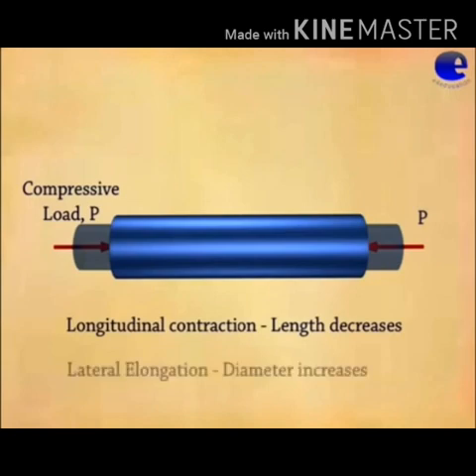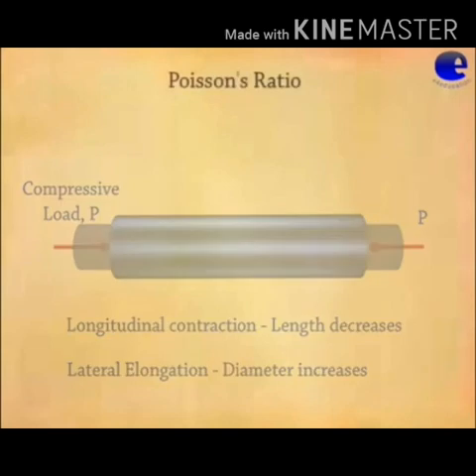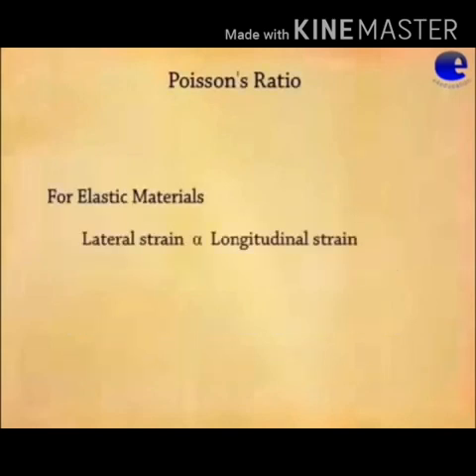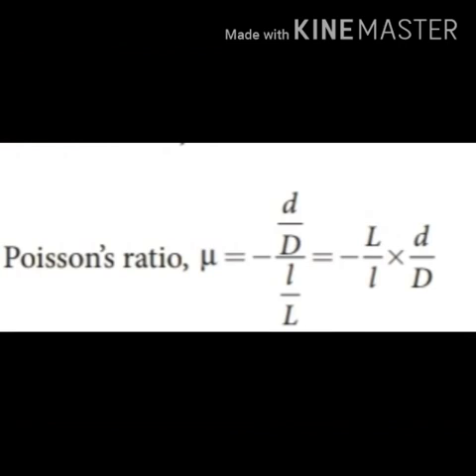Lateral strain, small d by capital D. Longitudinal strain, small l by capital L. Therefore, Poisson's ratio mu is equal to lateral strain by longitudinal strain. For a wire of length L with diameter D, due to the applied force, the wire stretches and hence increases in length by delta L and decreases in diameter by delta D. Poisson's ratio mu is equal to delta D by D by delta L by L. Rearranging this equation, we get minus L by small l into small d by capital D. The negative sign indicates elongation along the longitudinal and contraction along the lateral dimension.